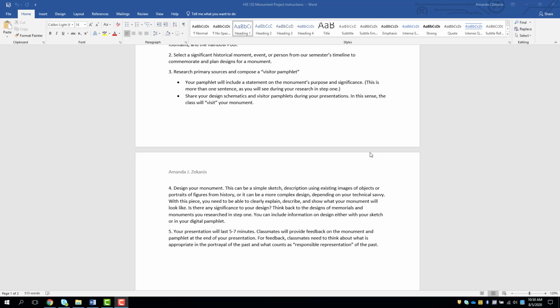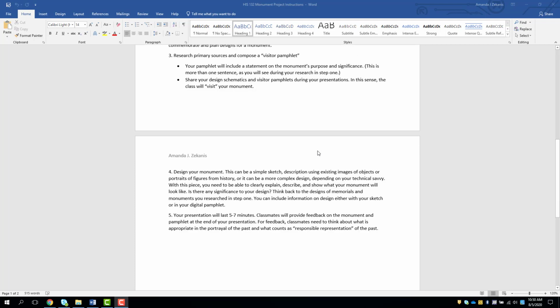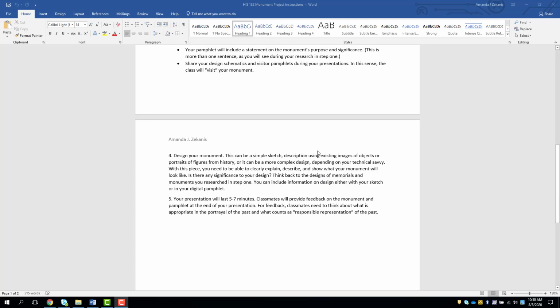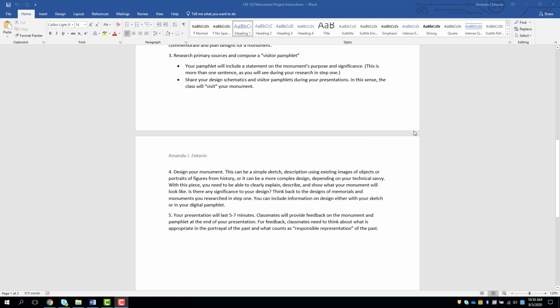So you'll share your design schematics and your visitor pamphlets during your presentations. In this sense, the class will visit your monument. When you present it, it's like we're visiting your monument. So keep that in mind as you compose your digital pamphlet.